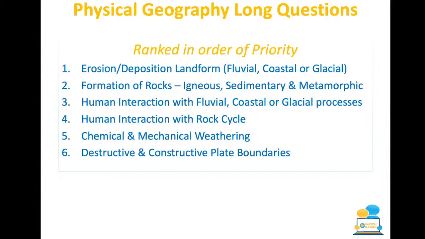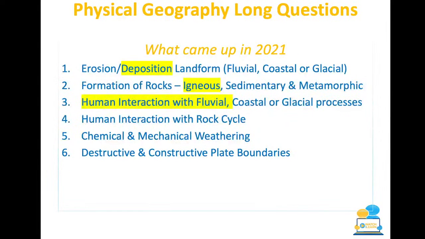Okay, so what came up in 2021? We had the deposition landform feature. Okay, formation of igneous rocks, and then we had how humans interact with fluvial environment. So what does this maybe mean for students that are seeing the 2022 paper?